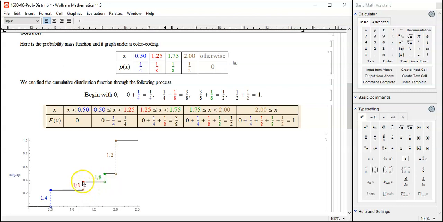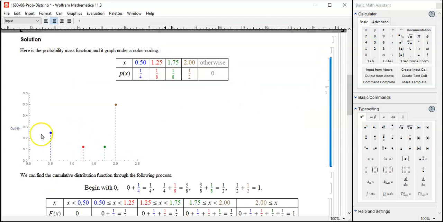So the jump is the mass, the probability mass. And then another 1/8 jump, that's the probability mass. And then at 2.0, I have a big jump, 1/2. And then everything ends at 1. This is the cumulative distribution function. And the probability mass function, here we go, we have 4 masses, blue, red, green, and brown. And then we have x values, 0.5, 1.25, 1.75, and 2.0. And the heights are the probabilities, 1/4, 1/8, 1/8, and 1/2.